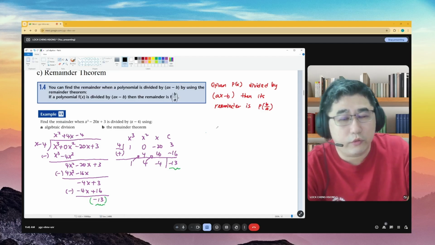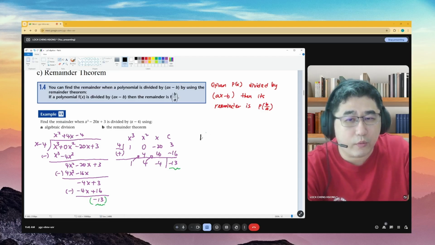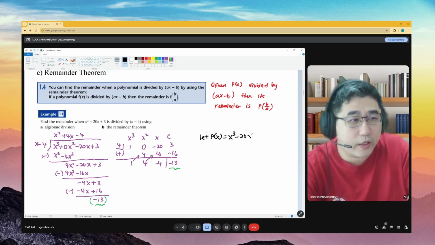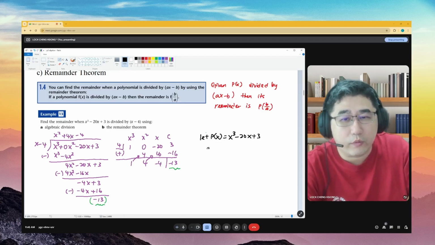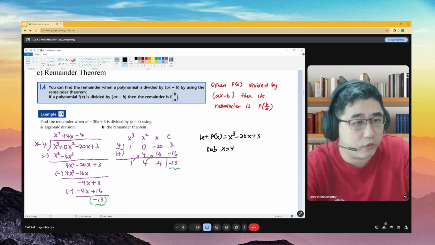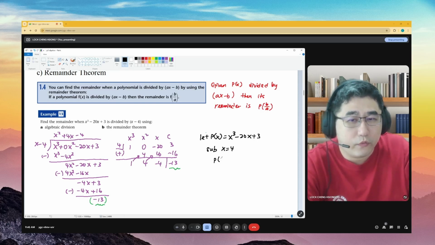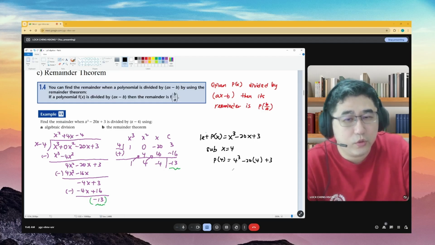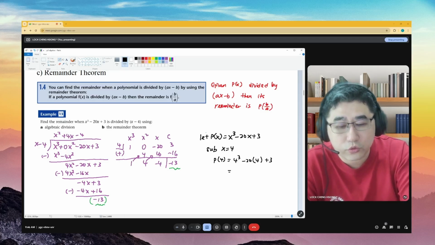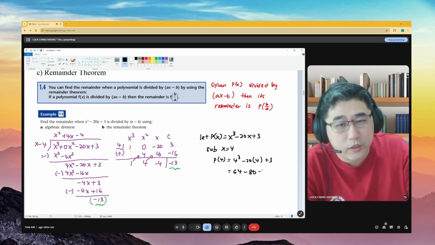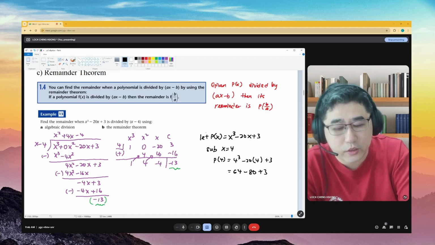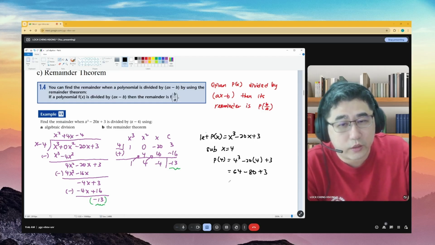So if I use the remainder theorem, I will let p(x) equal x cubed minus 20x plus 3. Then I will substitute x equals 4. Where does this 4 come from? It's from x minus 4 equals 0. So I have p(4) equals 4 cubed minus 20 times 4 plus 3. So 4 power 3 is 64 minus 80 plus 3. So you have negative 13.